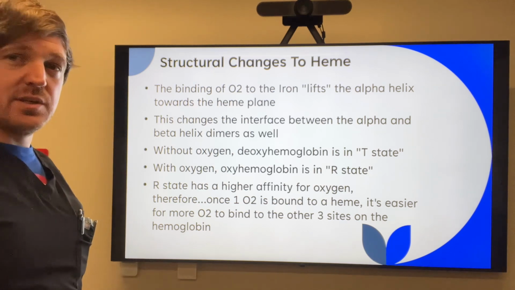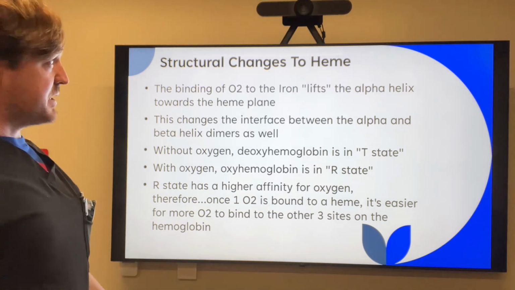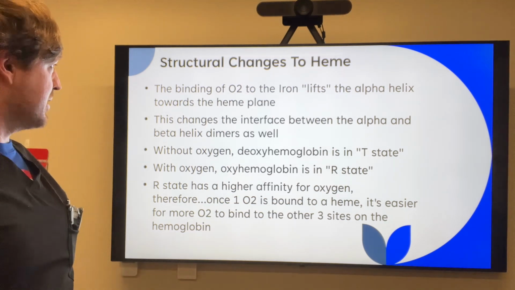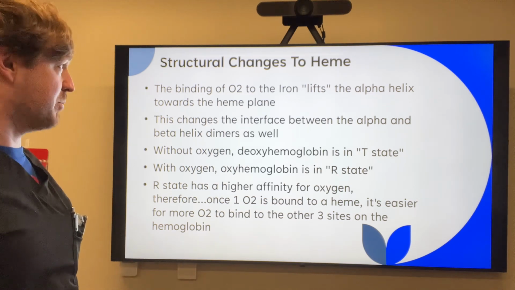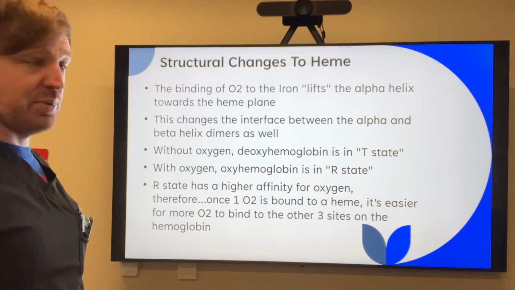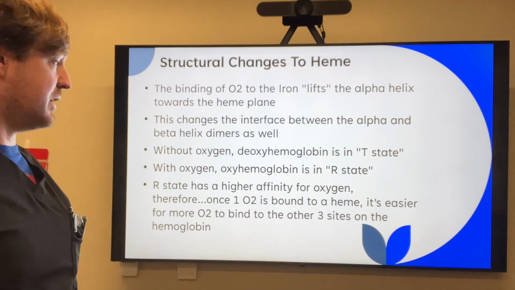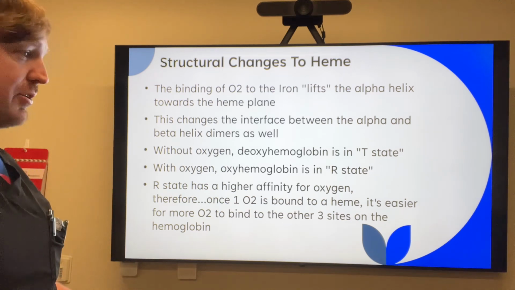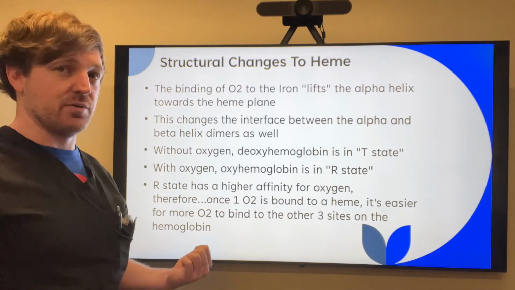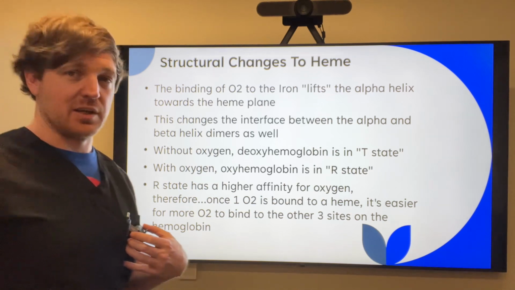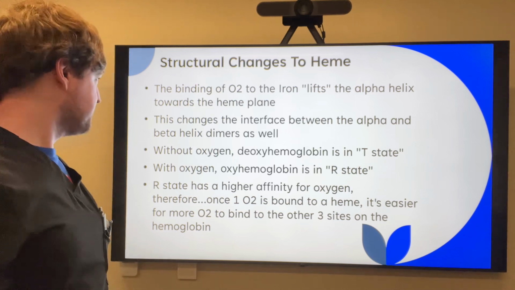So, structural changes to the heme, which we just touched on. It lifts the alpha helix towards the heme plane, and this actually changes the interface between the alpha and beta helix dimers. It pulls them up a little bit as well. And this makes the other hemes a little bit more conducive to attracting oxygen. So they have a higher affinity for oxygen after 1 or more of the hemes is bound to oxygen.